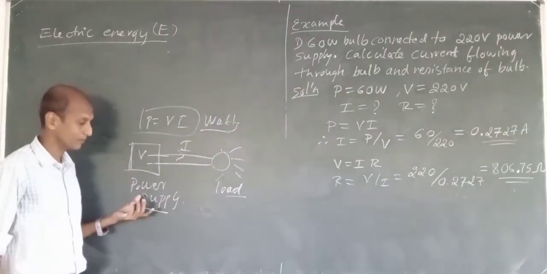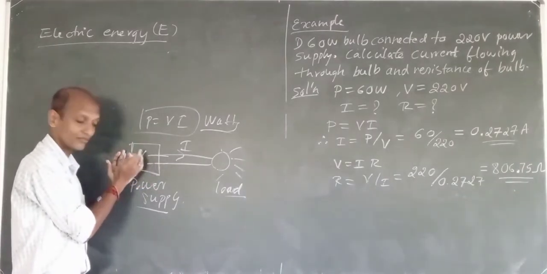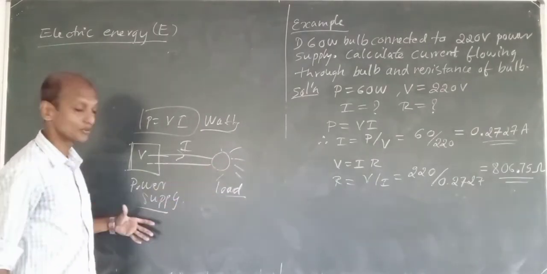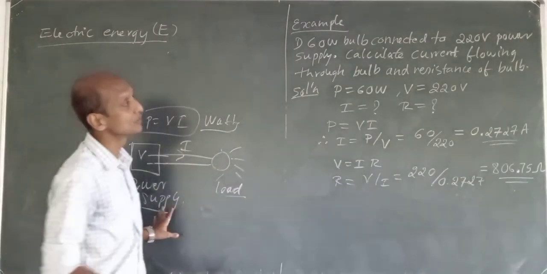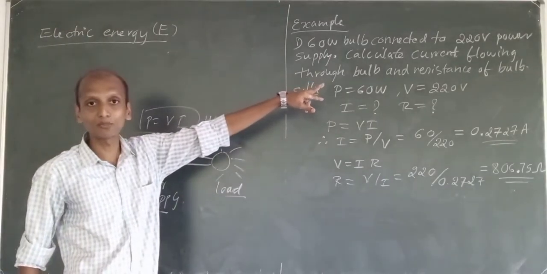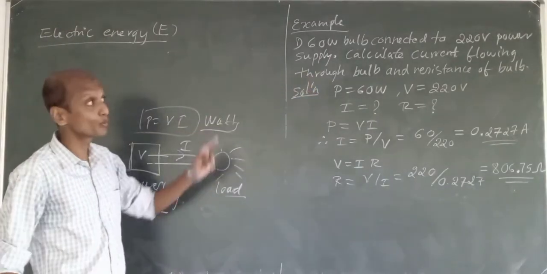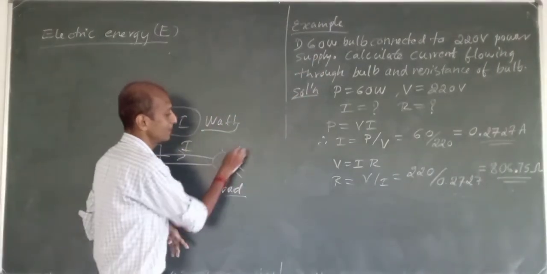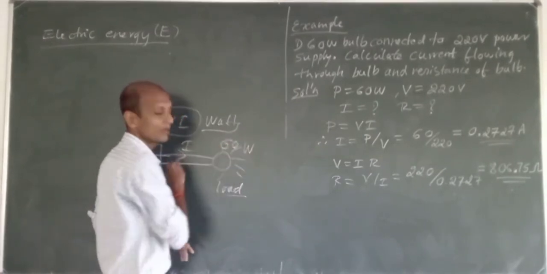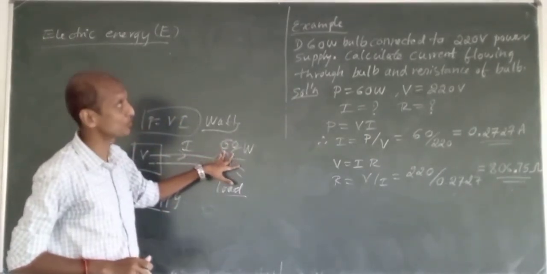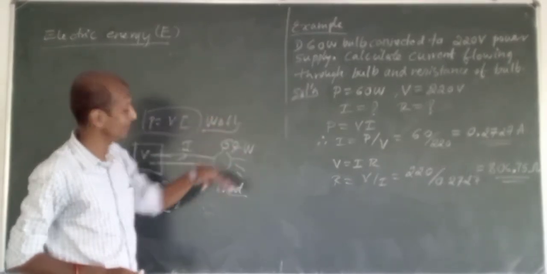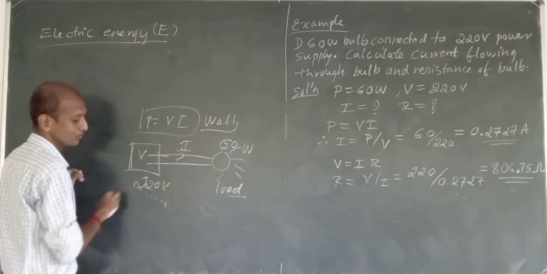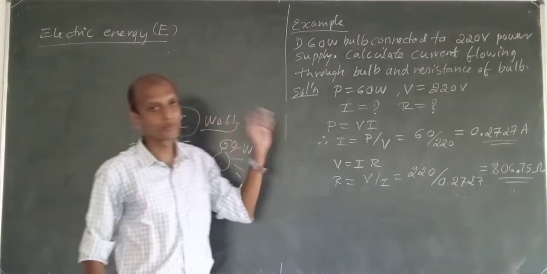And the power supply is the source from where the power is supplied to the load. Is that okay? So our power supply is 220 volts. The 220 volts of voltage is given, and this bulb consumes 60 watts of power, and some current flows through it.